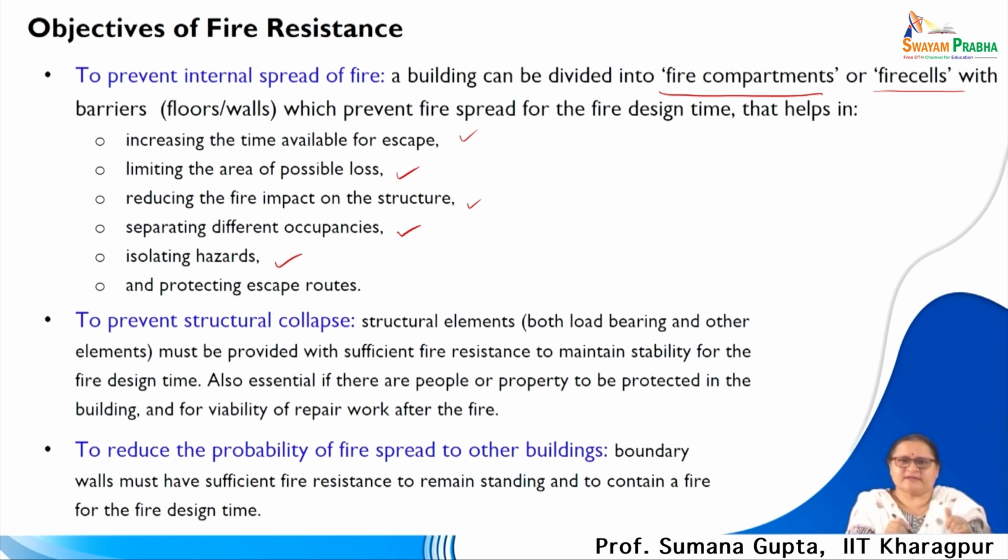To prevent structural collapse, as I discussed, we have to reduce the fire impact on the structure. Structure, both load bearing and other elements which may be non load bearing, may act as a separator between two spaces, and we have to look into the stability of it, so that the entire building does not collapse. Structural collapse is to be prevented, and also the probability of fire spread to other buildings is to be reduced.